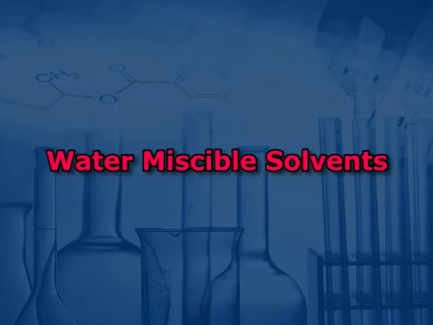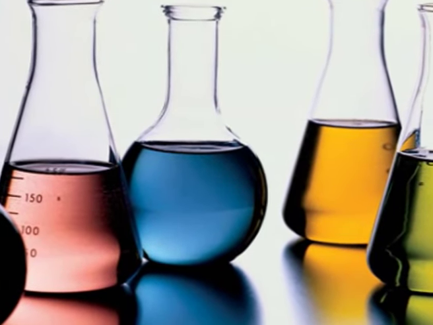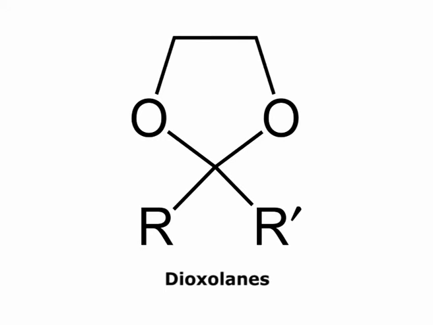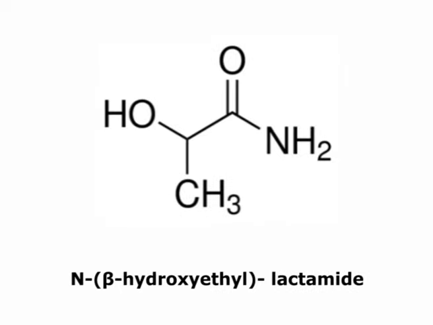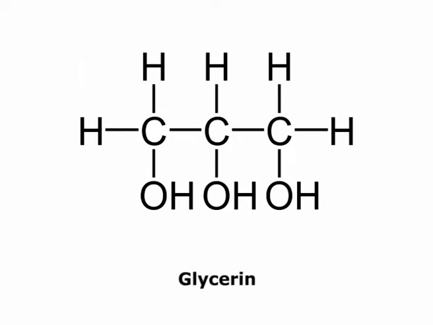Basically, there are two types of non-aqueous solvents. The first one is water miscible solvents and the second one is water immiscible solvents. Now what are these water miscible solvents? Those solvents which are usually miscible with water and used in combination with water are known as water miscible solvents. Examples are dioxolanes, dimethyl acetamide and beta hydroxyethyl lactamide, butylene glycols, polyethylene glycol 400 and 600, propylene glycol, glycerine and ethyl alcohol.